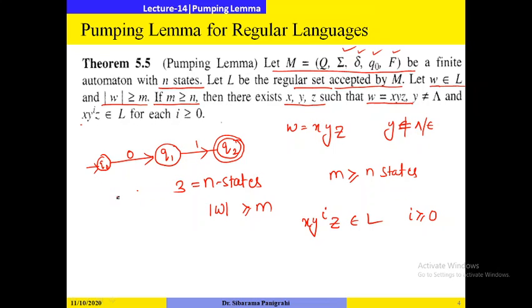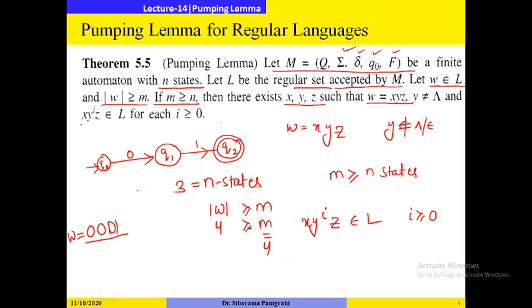Now let me take a string with 3 zeros, 0, 0, 0, 1. If I take this string, w equals 0, 0, 0, 1. What is the length of w? It is 4, which is greater than or equal to n. Let me take n equal to 4 again. So 4 is greater than or equal to 4, no problem.